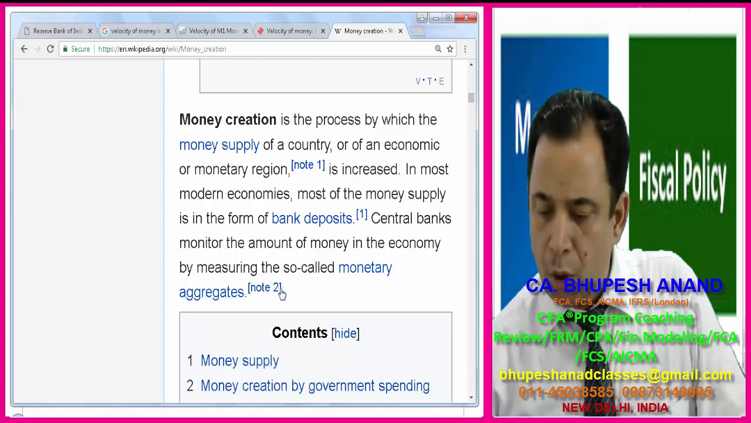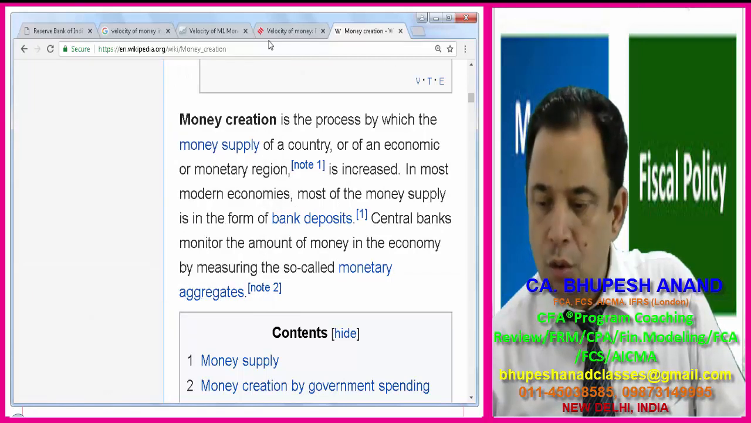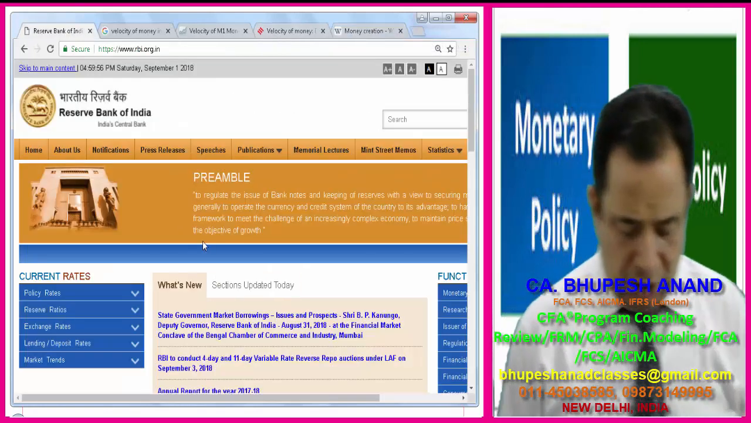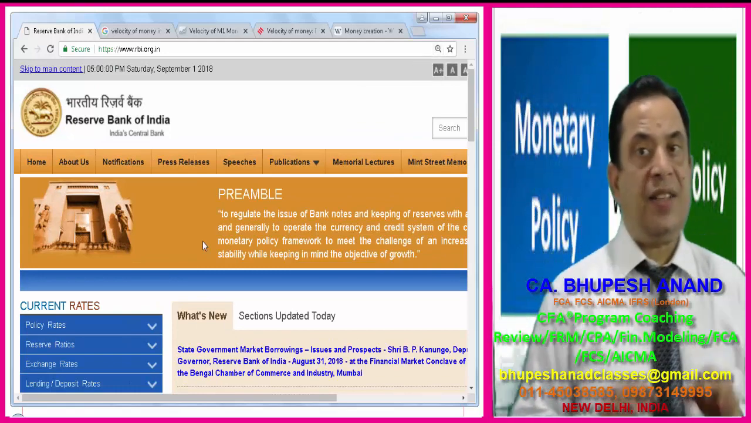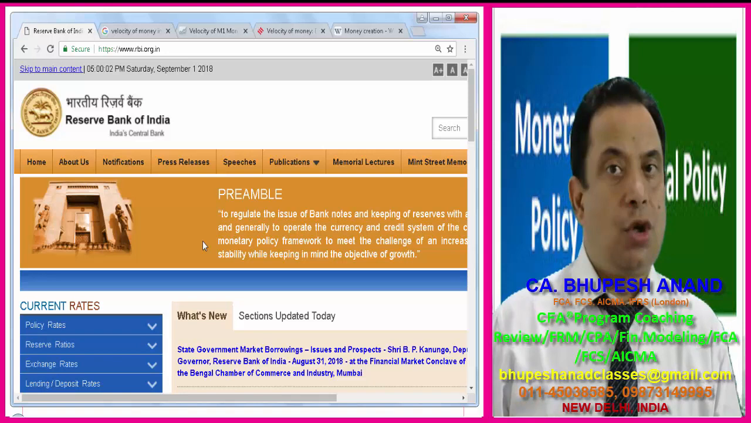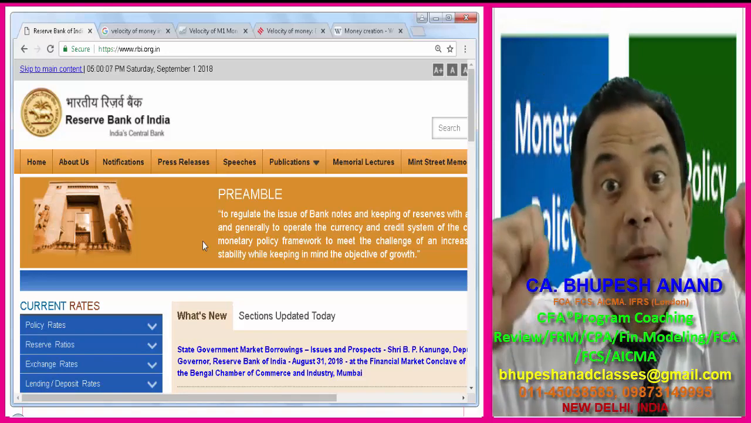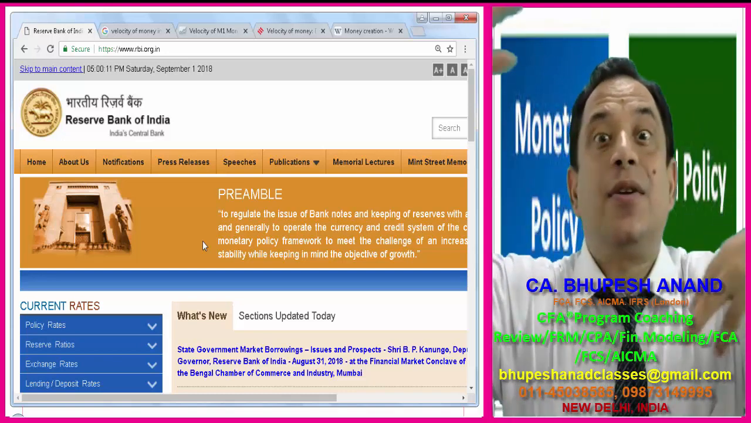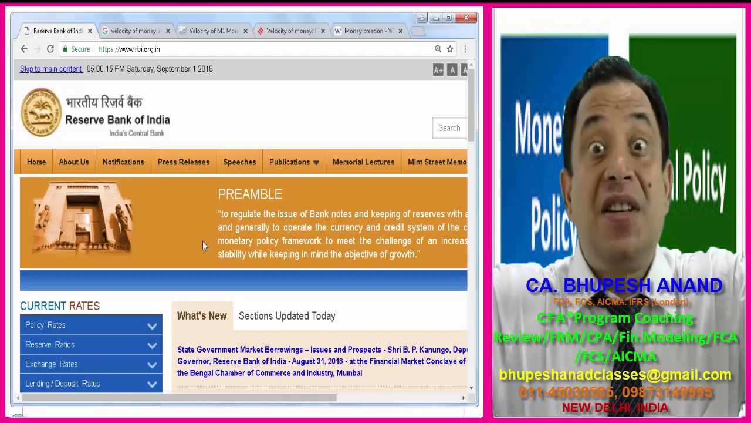These are the so-called monetary aggregates. Now, I'll show you how the central bank, the Reserve Bank of India, has policy rates. On the basis of policy rates, they specify what the cash reserve ratio and the statutory liquidity ratio should be, and that ratio has to be maintained by the banking company. The balance amount can be given as a loan to another person. With the help of that process, money is created.